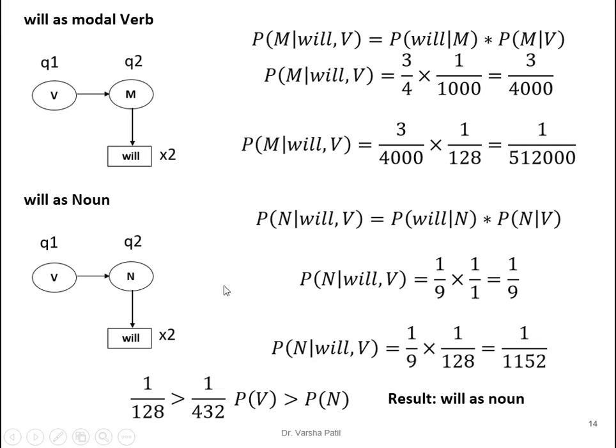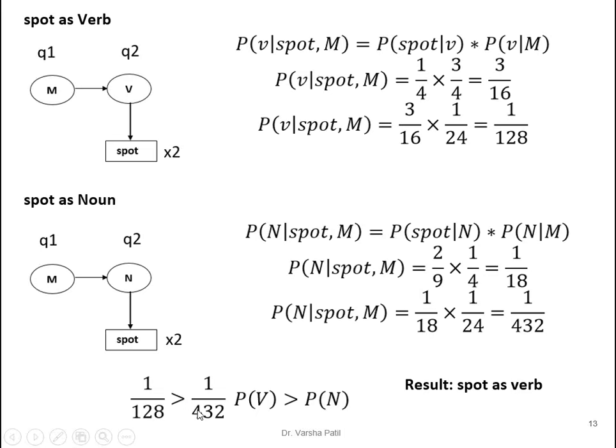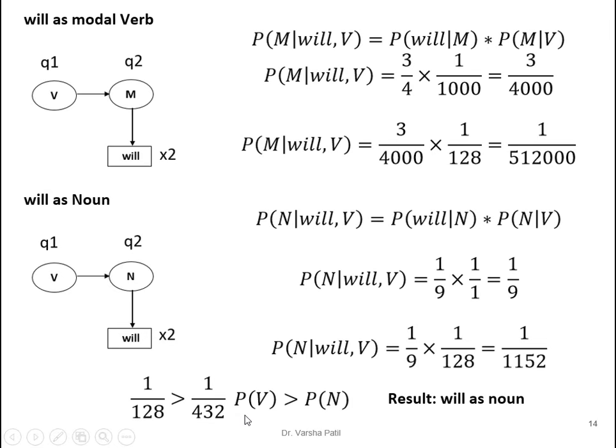Now we will check for noun, and we are getting 1152. Here the previous data is just copied, so you can easily make that. This is the small rectification: we are comparing 1 divided by 512,000 to 1 divided by 1152, and 1152 is greater than the other number, so this one is nothing but noun. So the result is will as noun. Only this part you have to understand, we are comparing this value and this value. So now the result will be will as noun.